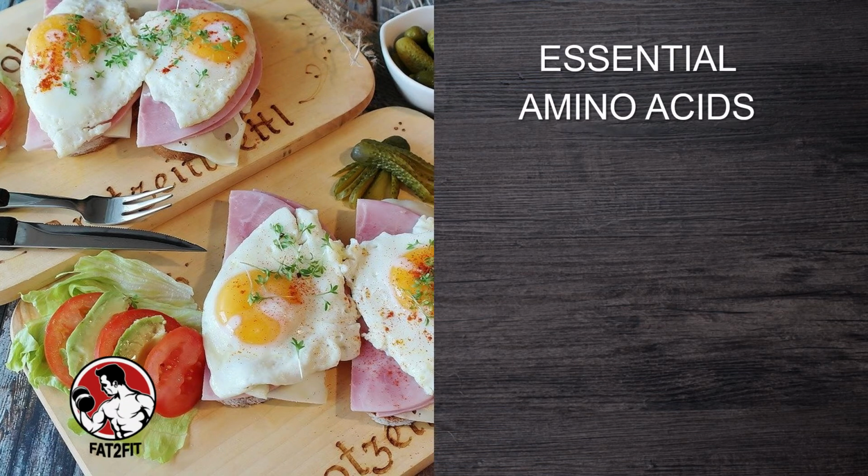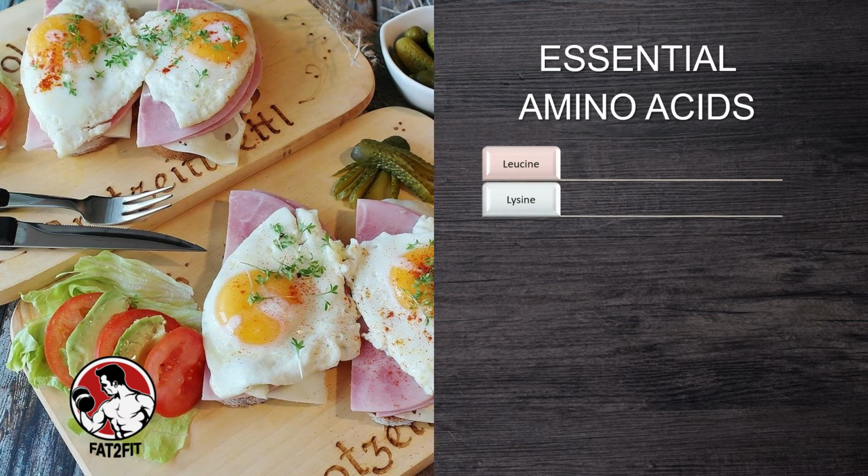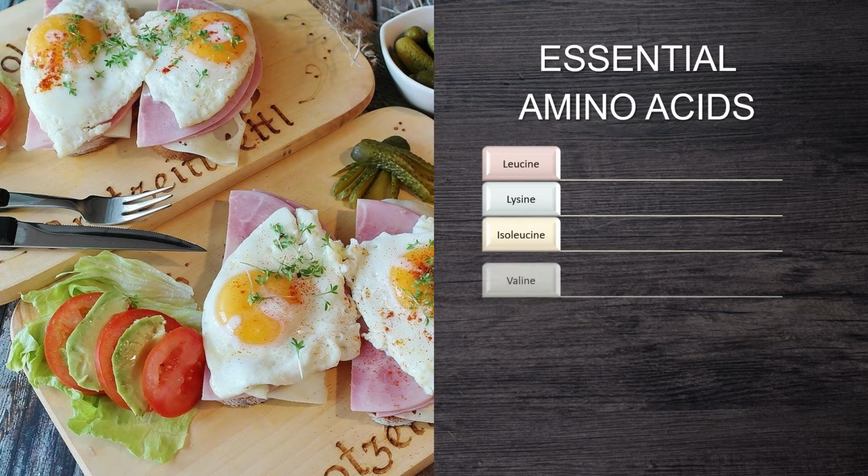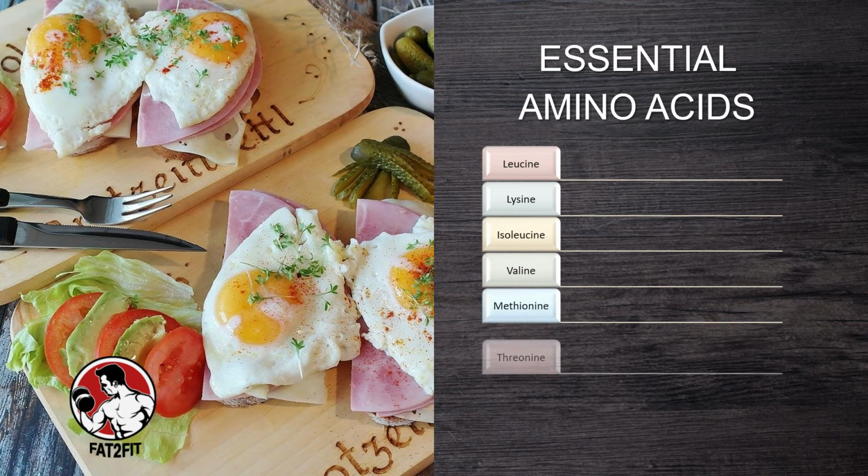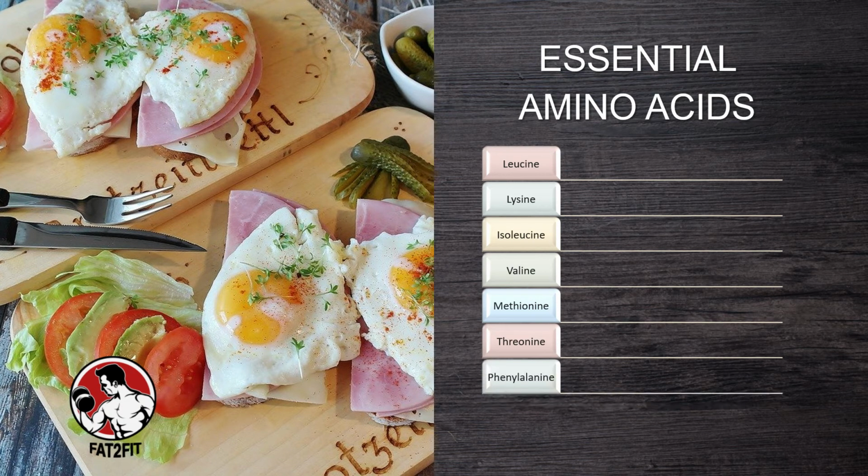Essential amino acids are those amino acids which the human body cannot produce, and hence they must be part of our diet. When you eat protein, it is broken down into constituent amino acids, which are then used to help your body with various processes such as building muscles and regulating the immune system. The 9 essential amino acids are leucine, lysine, isoleucine, valine, methionine, threonine, phenylalanine, and tryptophan.